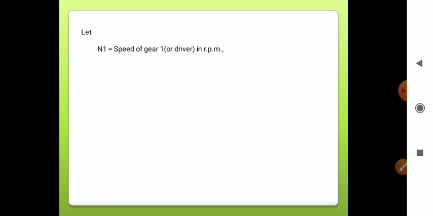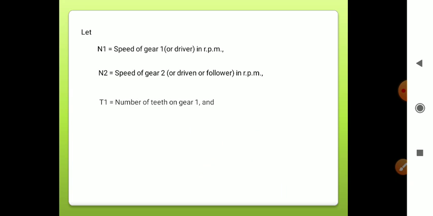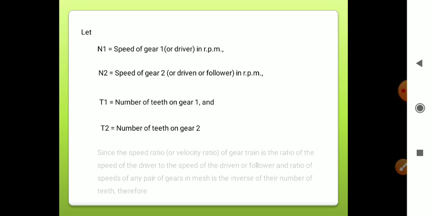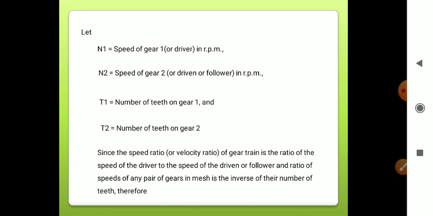Let's see here, N1 is the speed of gear 1, the driver, in RPM. N2 is the speed of gear 2, the driven or follower, in RPM. T1 is the number of teeth on gear 1, and T2 is the number of teeth on gear 2. The speed ratio or velocity ratio of a gear train is the ratio of the speed of the driver to the speed of the driven or follower.